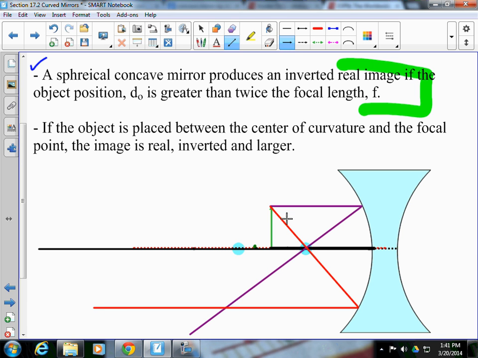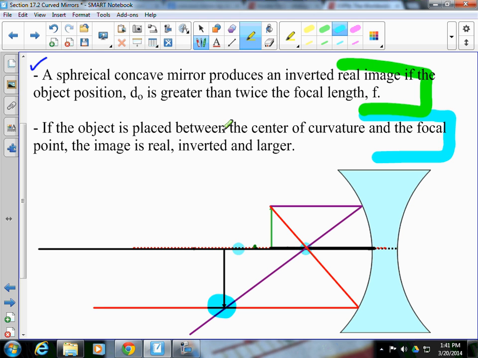Our object is in green, and it will produce an image that looks like this, because the top of the arrows are meeting right there. That's where they converge. We know the bottom is still on the line, and that is what our light ray diagram looks like for an object in between the focal length and twice the focal length. Now, if we look at the wording here, if it's placed between the focal length and twice the focal length, it'll be real, inverted, and larger.